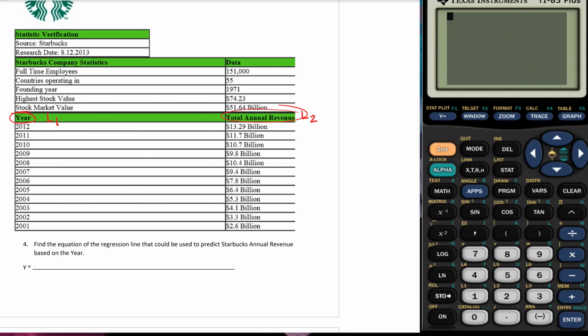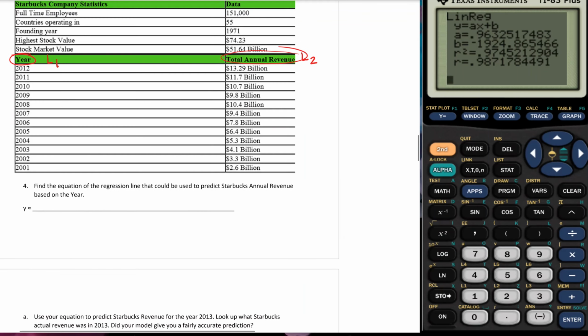I'm going to hit second quit. I'm going to go stat. I'm going to calculate my linear regression. But before I hit enter, I want to make sure that it's plugged in to my graph. So I'm going to go vars, yvars, enter, enter, and enter. So now this equation that I got, it says, find the linear regression, and we are going to write it down.